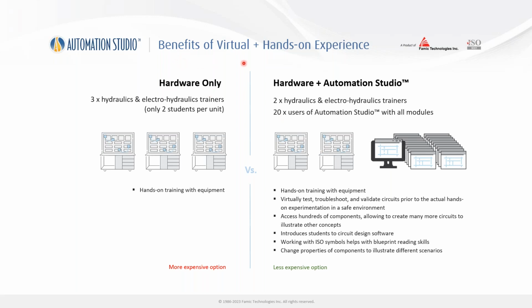So what are the benefits of virtual plus hands-on experience? For example, if you have purchased only three hydraulic kits, or electro-hydraulic kits, only two students per unit can work on that, and it will be a more expensive option. But if you're purchasing two hydraulic kits and 20 users of Automation Studio licenses, there are multiple benefits you can see here. They will get hands-on training with equipment. They can test their circuit virtually, troubleshoot them. They will get access to hundreds of components, right? And really an affordable option.